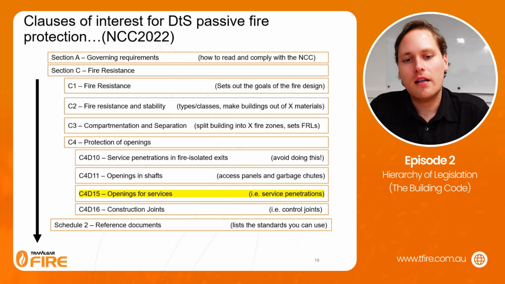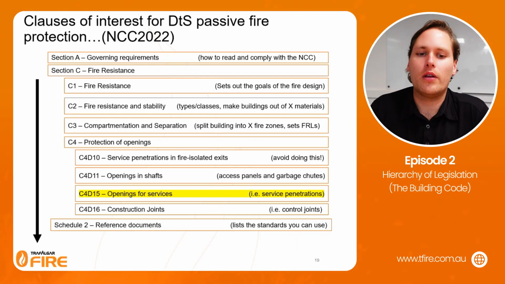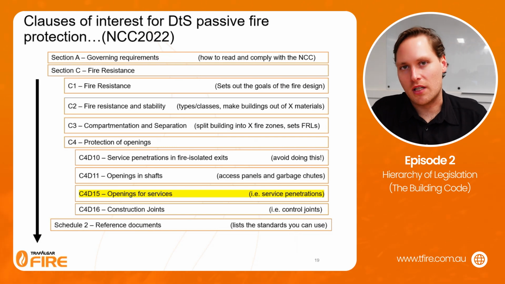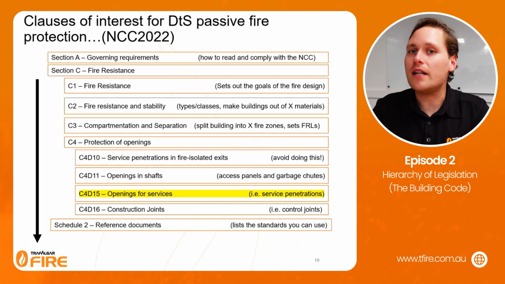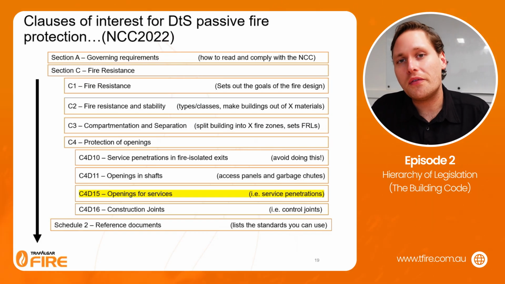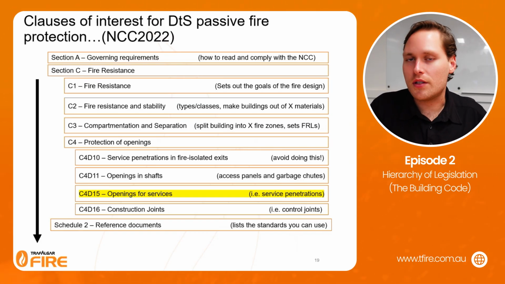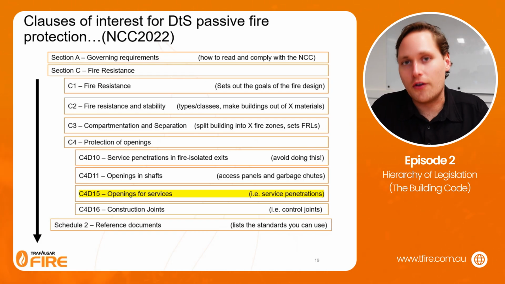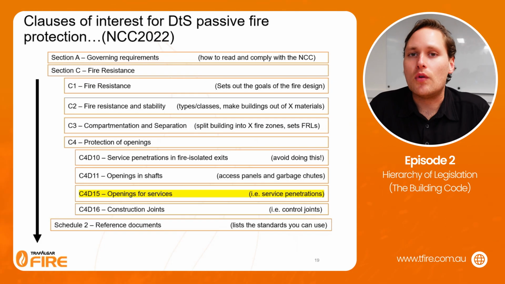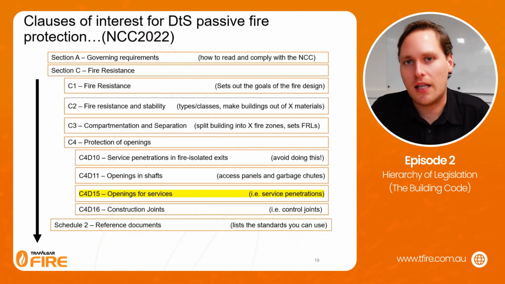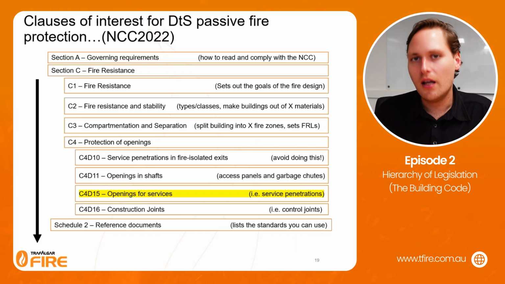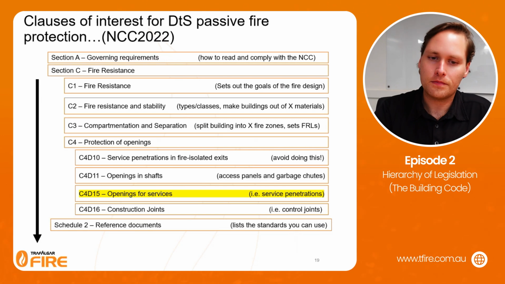Outside of section C, there are some other clauses and standards worth knowing. So Schedule 2 is the reference document. This is where the building code calls up the different types of Australian standards and which ones you're allowed to use. This is really important because in previous versions of the code, you could use older versions of, say, AS 1530 Part 4, the fire testing standard. But in this version of the NCC, it only allows for the 2014 version. So we can't use old testing anymore. It has to be done to the most current standard. So Schedule 2 is a great one to know about because you can check all the standards that you're working to and make sure that they're the right versions.